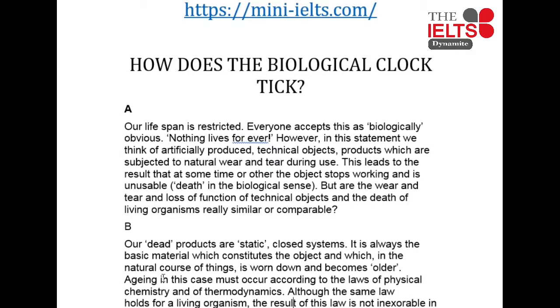Okay, let's start here. That's the title of the passage: How does the biological clock tick? Actually, some people prefer to read the whole passage in order to understand it and then move to the questions. But I don't like this way because it wastes a lot of time. And time is your worst enemy as an IELTS test taker.